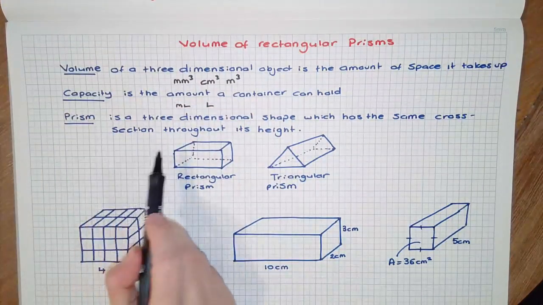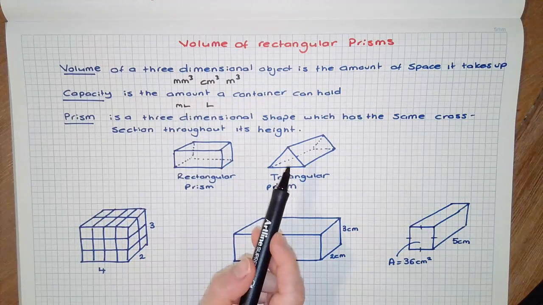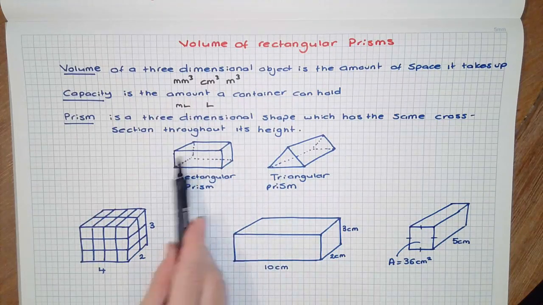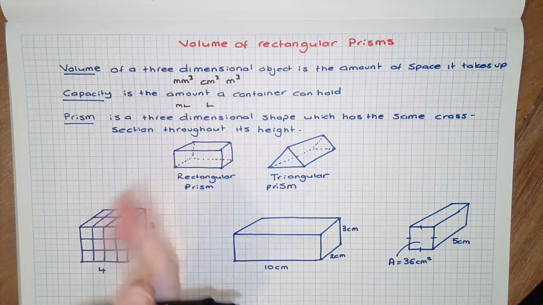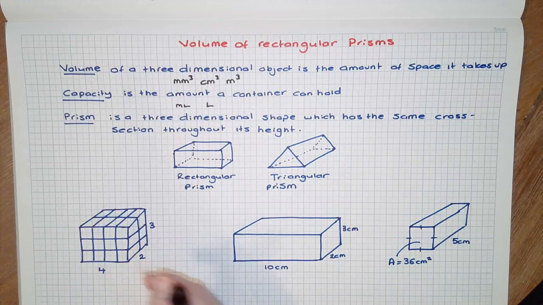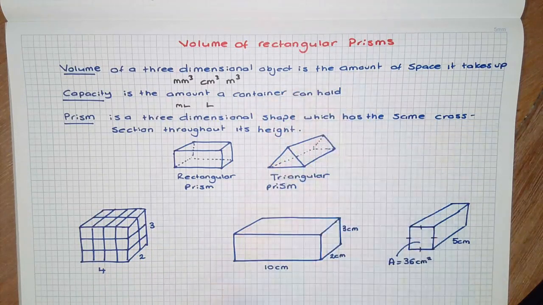A prism is a three-dimensional shape which has the same cross-section throughout its height. For example, for a rectangular prism, no matter where we cut it through the shape, it's still a rectangle. A triangular prism, no matter where we cut it along its length, it will still be an identical triangle.